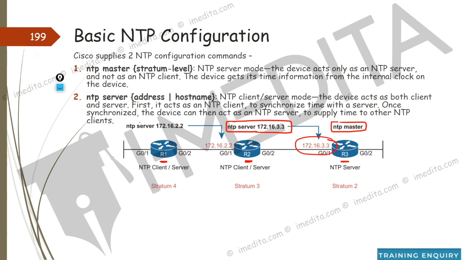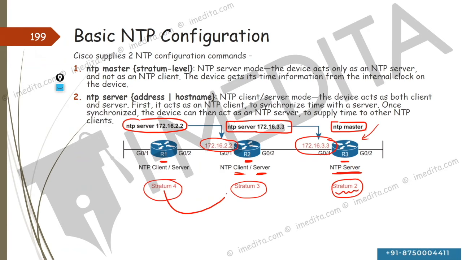So finally, if you look at this R1, we have given the command of NTP server and told the IP address of R2. Now, if we give this R3 as NTP master, it will act just like an NTP server, not an NTP client. And this R2 device will act like a client and server both. And if the stratum is configured here as 2, this device will become stratum 3. And this device will become stratum 4 because it is synchronizing its time with the stratum 3 device. So I hope the concept of stratum is also clear.